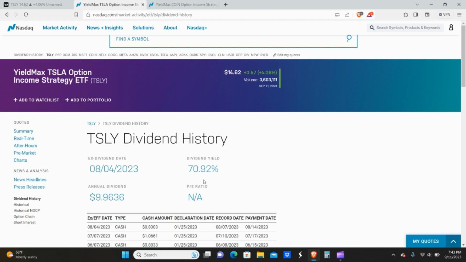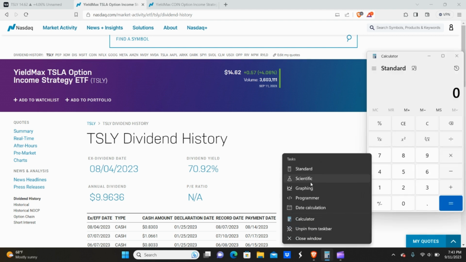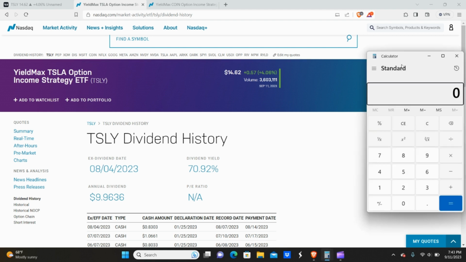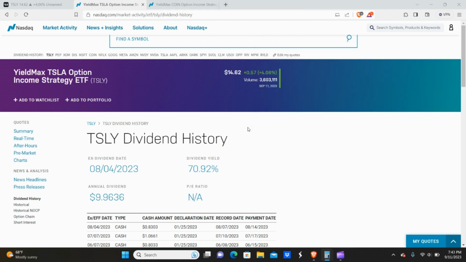So this is not TSLY's most recent payout. I'm well aware of that. But it has the dividend percentage yield of 70% on it, which makes it very easy to do the math on CONY. So let's compare the two in terms of basically what you would get between the two with passive income.